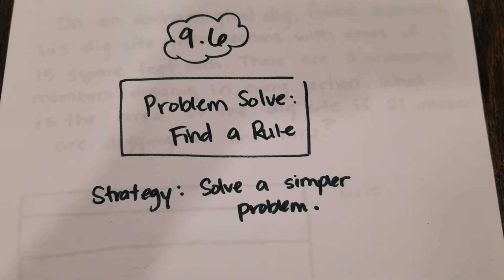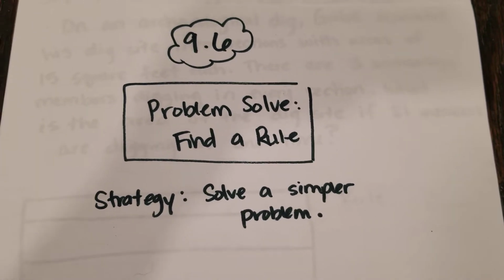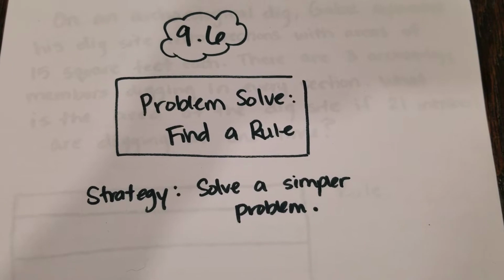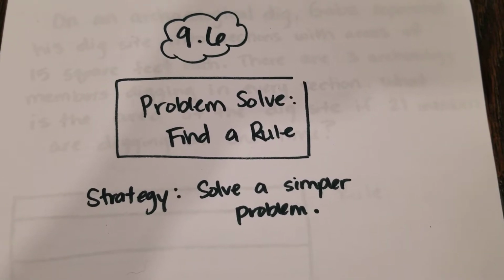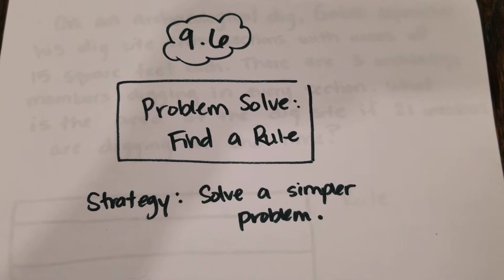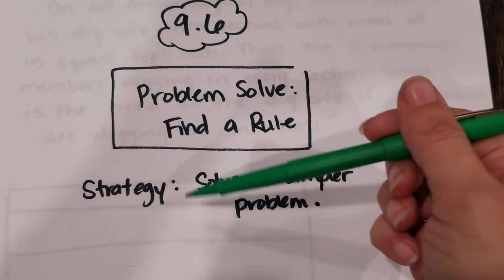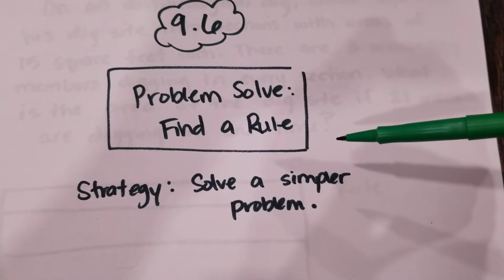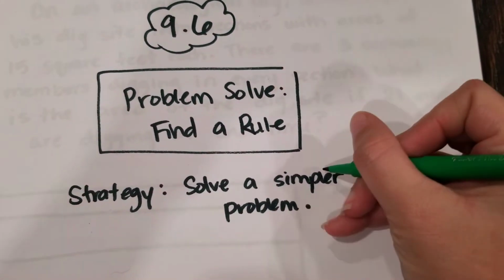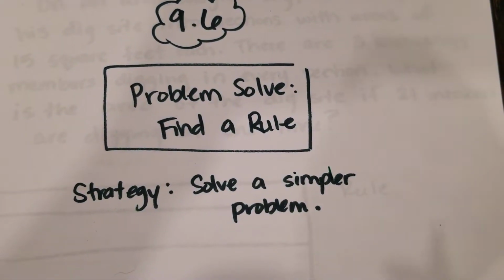Okay, this is lesson 9.6. This is our problem solving lesson. So, if you remember from the rest of the year, the problem solving lesson is always about word problems and using a problem solving strategy to help us solve those word problems. The problem solving strategy we're going to use this lesson is called solving a simpler problem, an easier problem. And I'm actually going to have us draw tables.